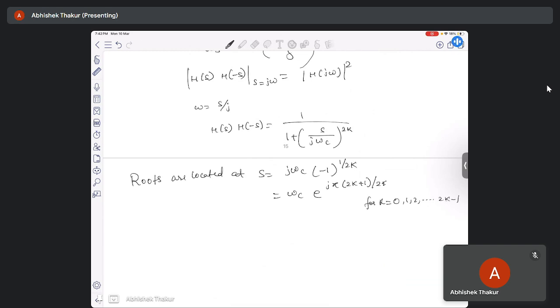So the poles of this H(s) H(-s), that is mod of magnitude of H(j omega) square, form a symmetrical pattern on a circle of radius omega c. So from here you can write the poles.